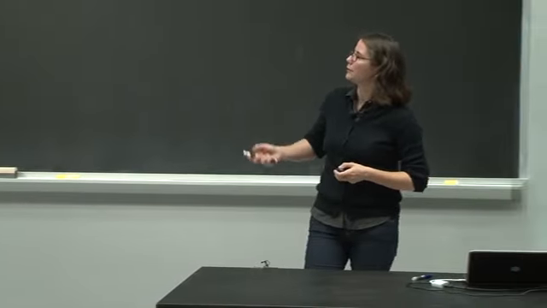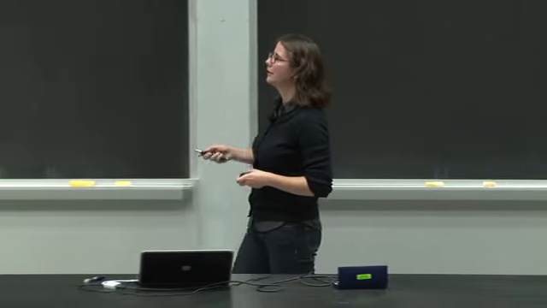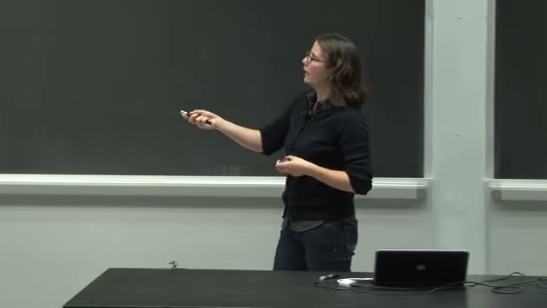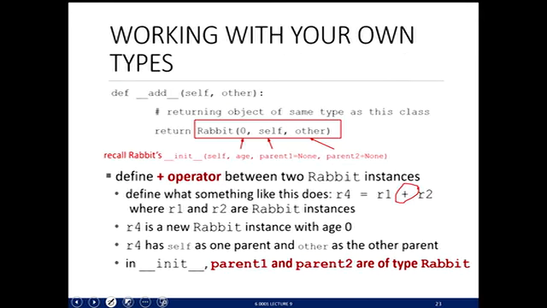So let's try to work with this rabbit object. Let's define what happens when you add 2 rabbits together, okay? In this class, not in the real world. So if I want to use the plus operator between 2 rabbit instances, I have to implement this __add__ method. Okay? So all I'm doing here is returning a new rabbit object.